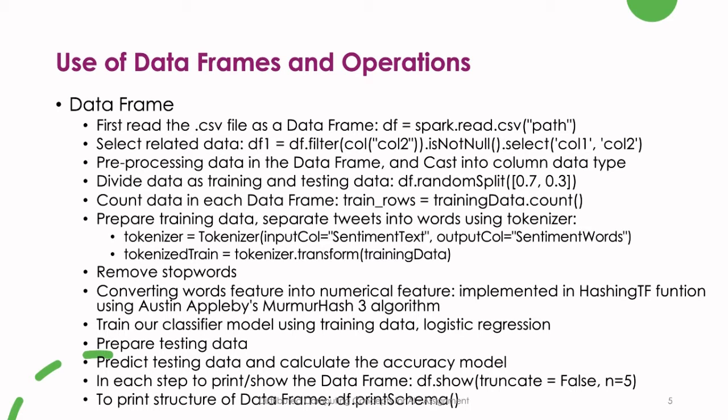So then preparing training data. Separate tweets into words using tokenizer. So this is how to prepare the training data to train the model. Then removing stop words. Then converting words feature into numerical feature. So this is implemented in the hashingTF function. So you can see how it is implemented in my code.